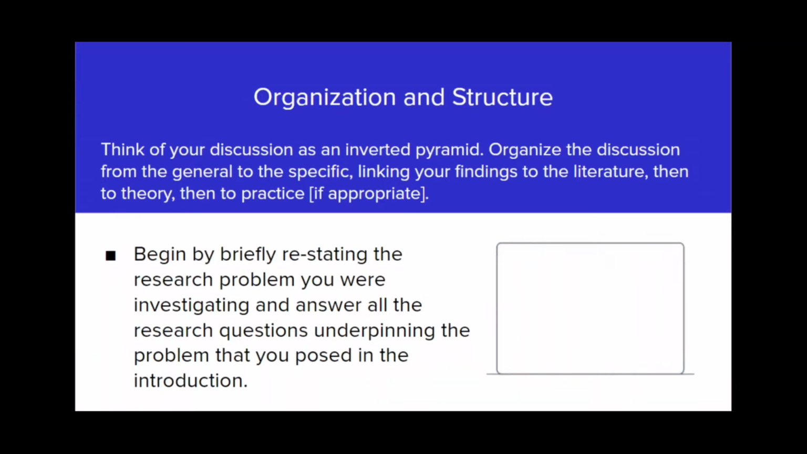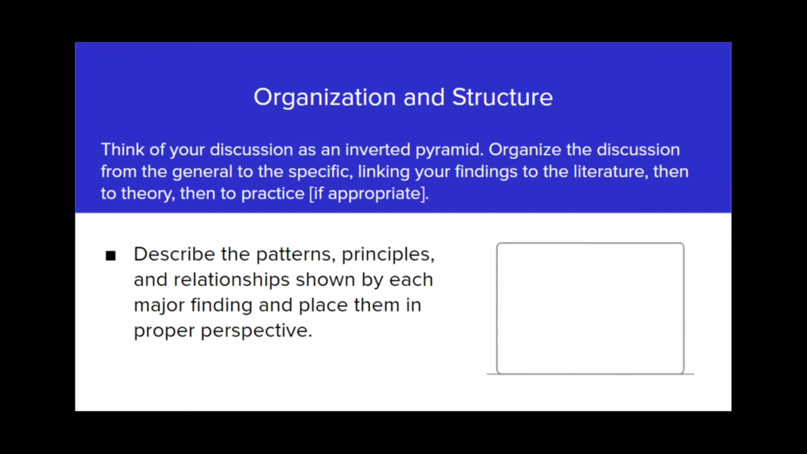This is an acceptable reiteration, as the introduction and discussion section are separated by other sections. In addition, the discussion section should be written in a focused manner, getting straight to answering the research question based in the introduction section. Describe the patterns, principles, and relationships shown by each major finding and place them in proper perspective. While describing the gist of the results, the researchers must include all important observations. They must report on the primary outcome, irrespective of whether these are in line with the stated hypothesis or not.